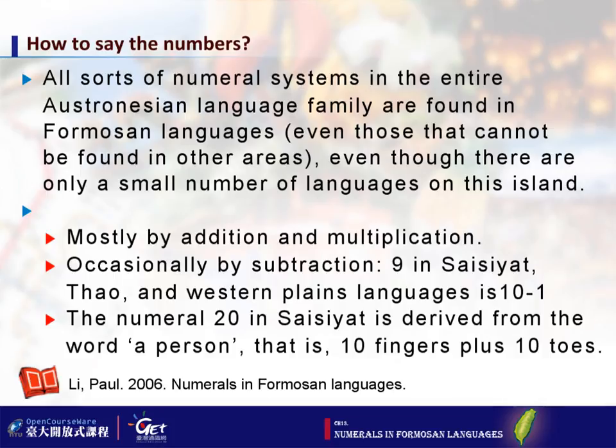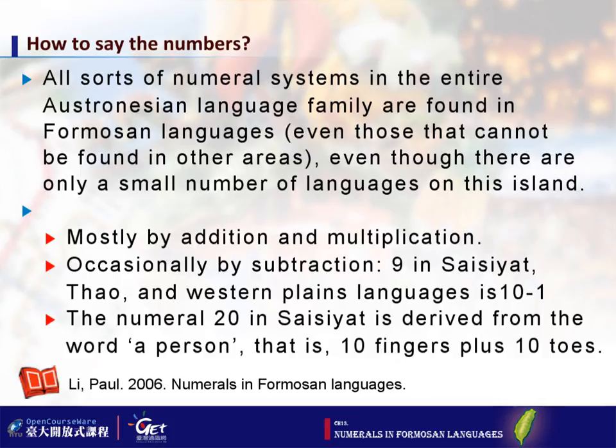The Western Plain is from Miaoli, Xinzhu. Okay, those are north of Taizhong and south of Taipei. And the number 20 in Sanxia, again, it's very unique. It's derived from the word a person. Okay, the word a person. That is 10 fingers and 10 toes. So they derive from the word meaning a person for the number 20.